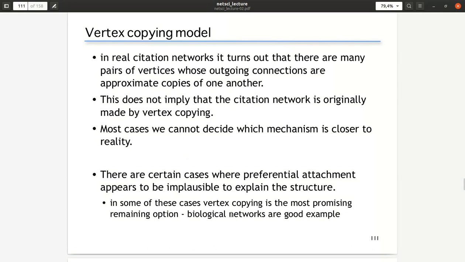And as a final note, in some biological networks which are following power law degree distribution, clearly from how they get generated in real life, we can really observe the vertex copying mechanism. They are not following the preferential attachment procedure, basically.